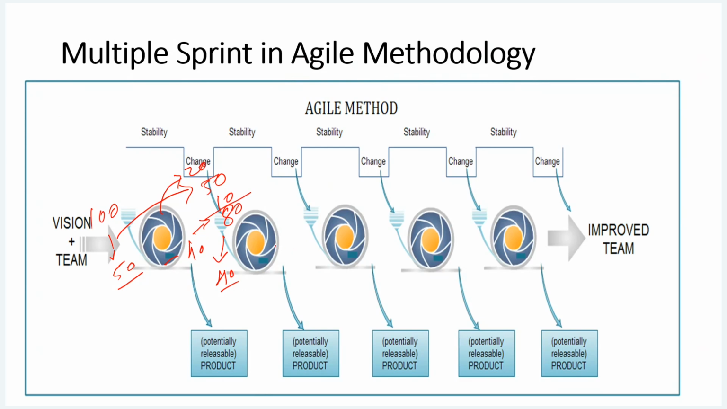Now again develop it, again test it, again show it to the customer. The customer may add some more requirements. So ultimately what we are doing, slowly, we are going to develop each and every requirement. And in the final sprint, we have a final product.